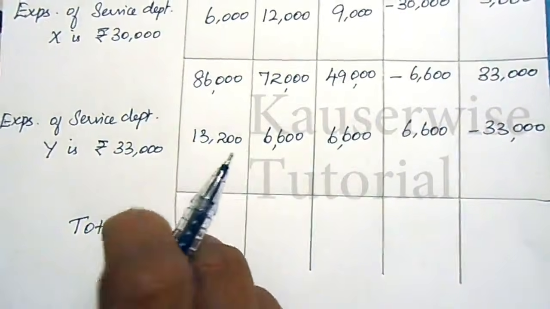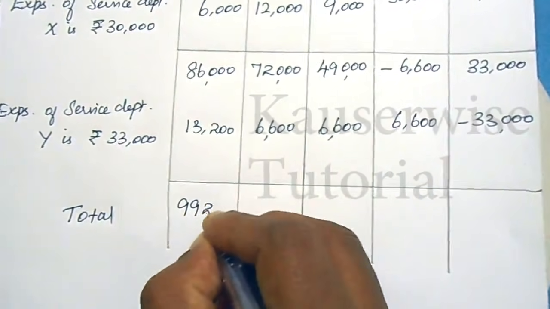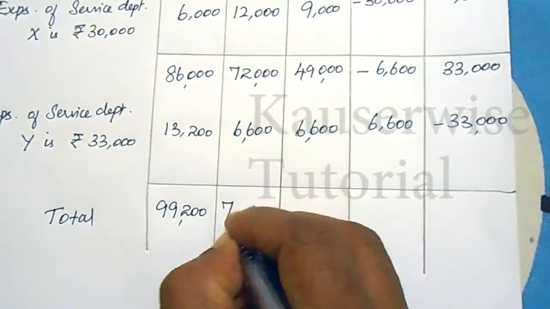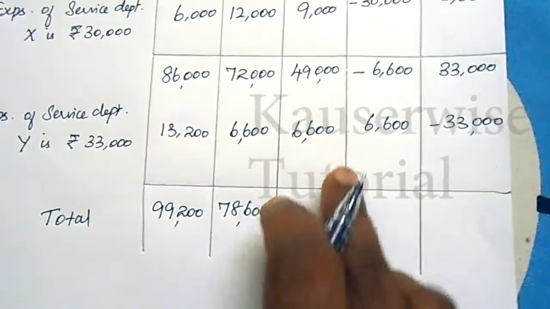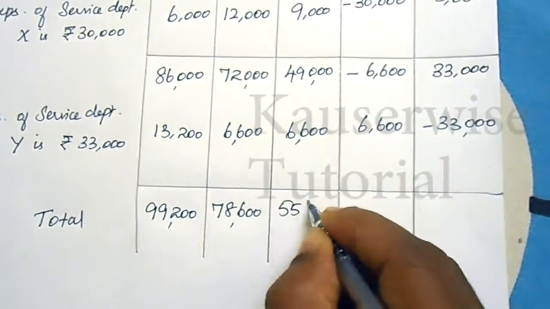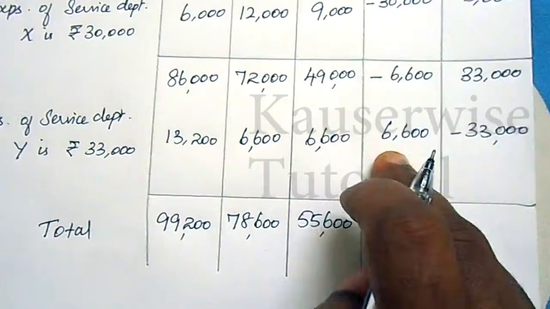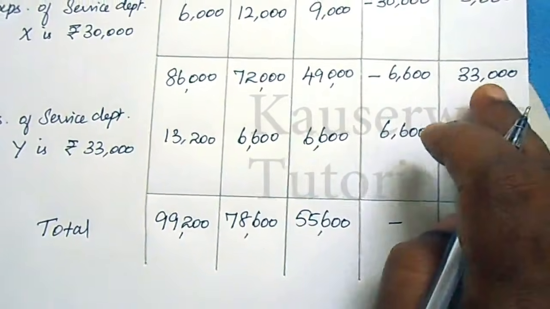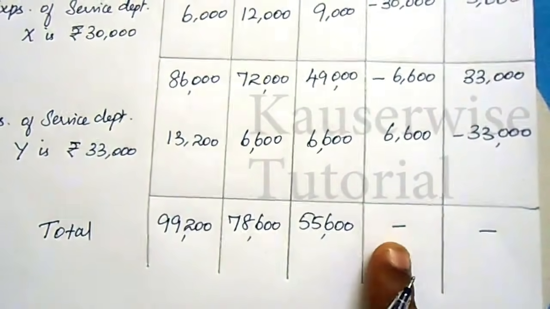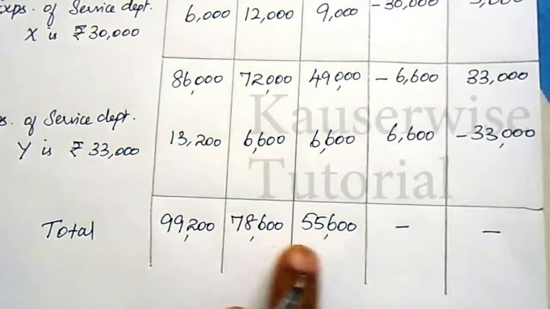Now find the total. For A, 86,000 plus 13,200, 99,200. For B, 72,000 plus 6,600, 78,600. For C, 49,000 plus 6,600, 55,600. For X, minus 6,600 plus 6,600, nil. For Y, plus 33,000 minus 33,000, nil. So the entire service department X and Y total overheads is reapportioned to A, B and C.